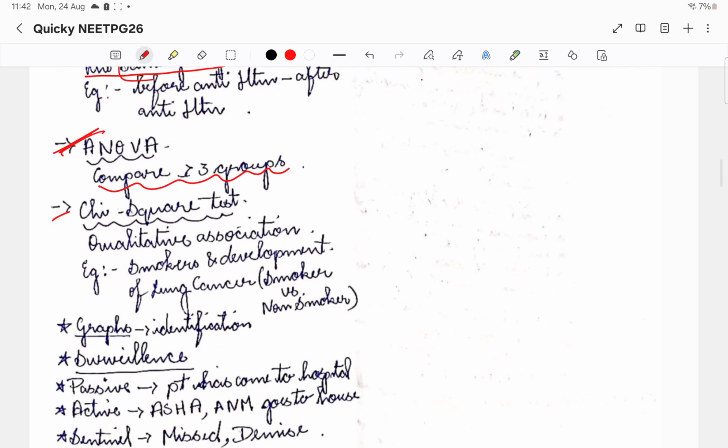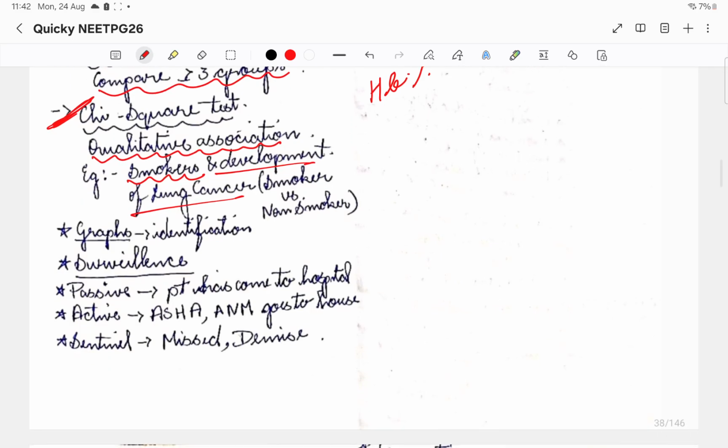Then coming to chi-square, it is the quality, they'll give some quality. For example, a smoker and development of lung cancer. These are the questions that will be there. Smoking or some qualitative values they'll be giving. For example, HP percentage they'll give. So it will be there in the question itself. That is where you should go and choose chi-square. You would definitely know which type of test it is just by knowing what I've just told you.